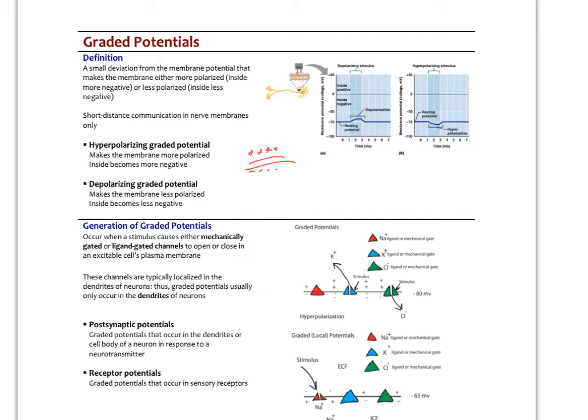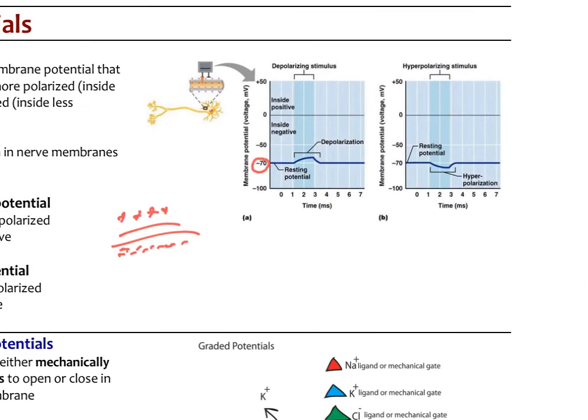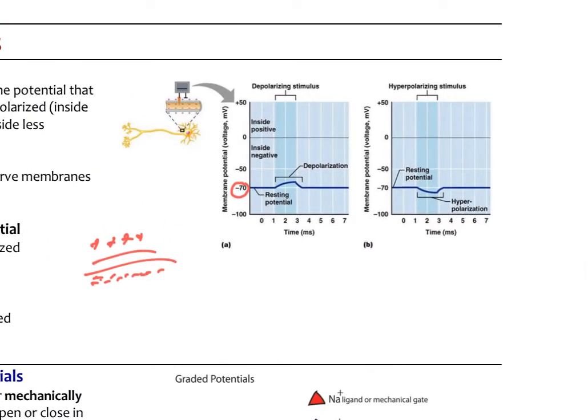Hyperpolarizing currents actually make it more negative on the inside, and depolarizing currents make it more positive on the inside, less negative. So you see that in the picture over here. Here's the minus 70 millivolts resting membrane potential that is standard for neurons. That's the average. So a depolarizing stimulus is applied, and remember, this is occurring in the dendrites.